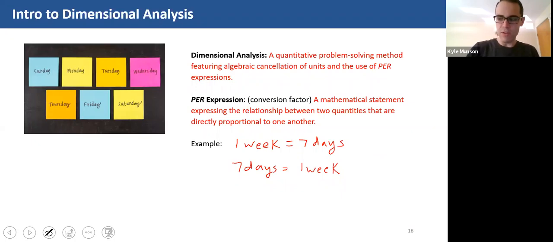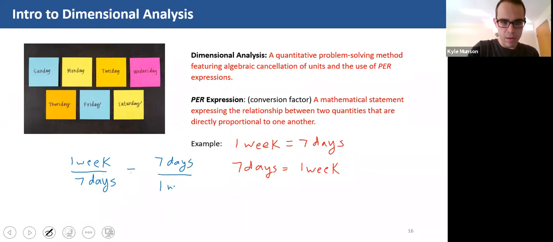All right, so each expression yields two conversion factors that are expressed as fractions. So this can be written as, I'll write it over here, 1 week over 7 days, and that equals 7 days over 1 week. They're equivalent. Okay, so these two expressions yield conversion factors expressed as fractions that are reciprocals of each other. All right, and using this per expression, we can convert between one unit and another.